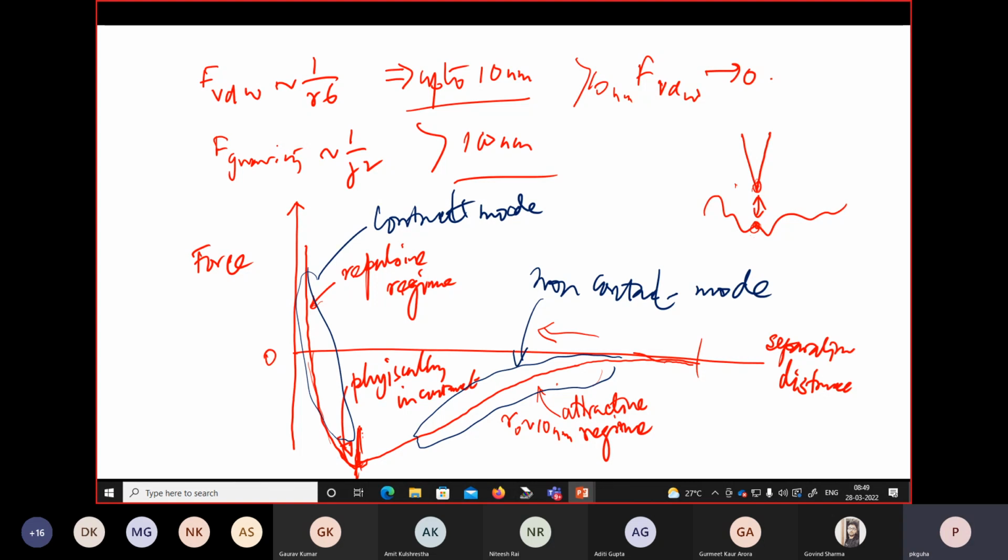And in AFM you will not get exactly the kind of image. We will get more like a surface profile, unlike SEM. In SEM it is as if you are seeing the image of the object, actually how it looks like, but in AFM it is not the case. Let me show you.